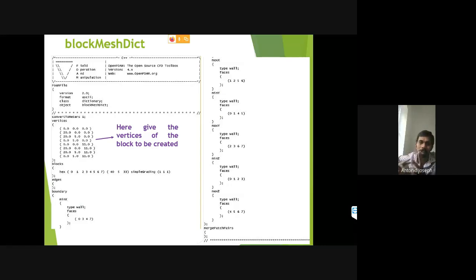Okay, so we need to think what our problem is. We don't want to think about the solver first. First of all, we need to fix what should be our problem or what sort of analysis we are going to do. Then we need to select what type of solver is best suited for us.